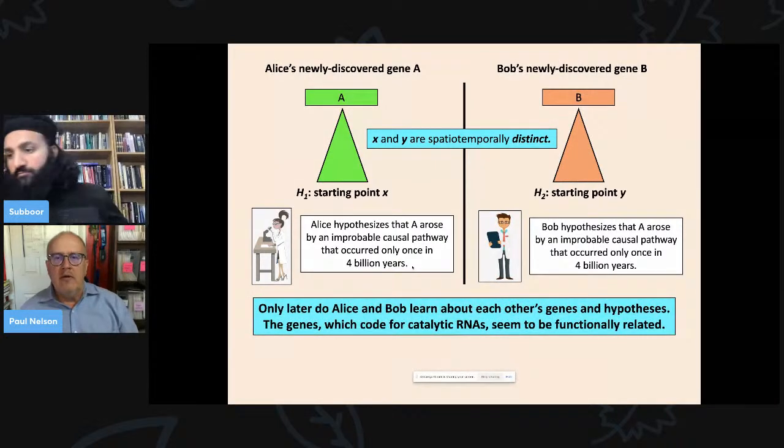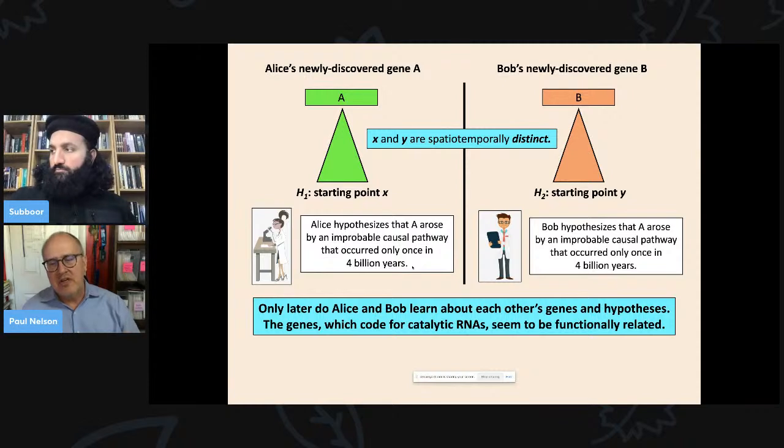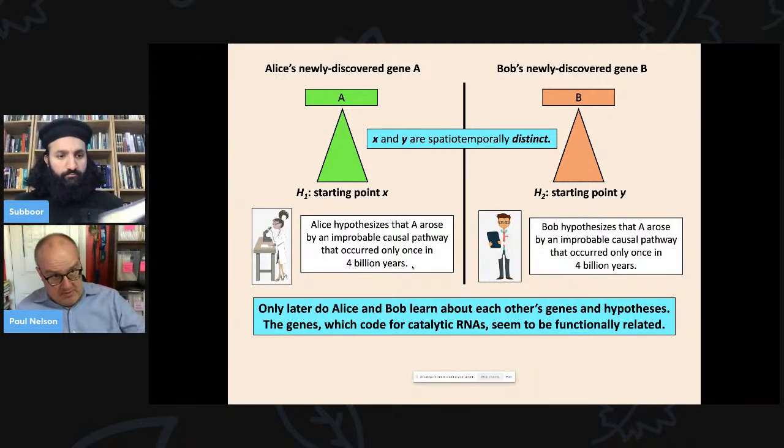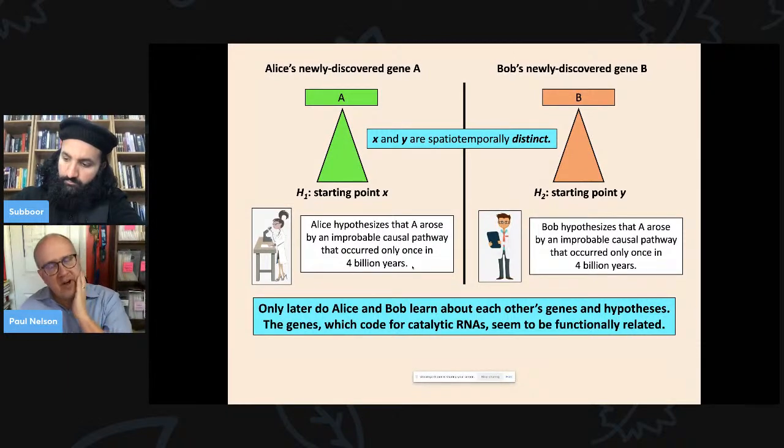Now, later on, Alice and Bob learn about each other's genes and causal hypotheses. It turns out that these genes code for catalytic RNAs, which seem to be functionally related. When the role of the sequence is examined in cell biology, it appears to be very similar. Okay? Catalytic RNAs are functional products that are not translated into protein.